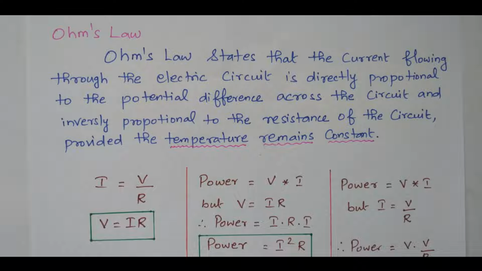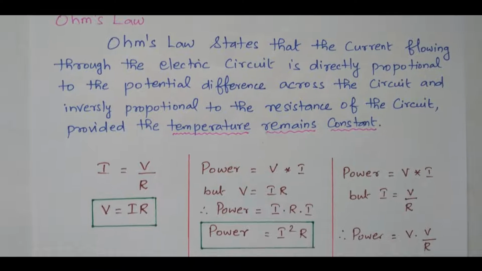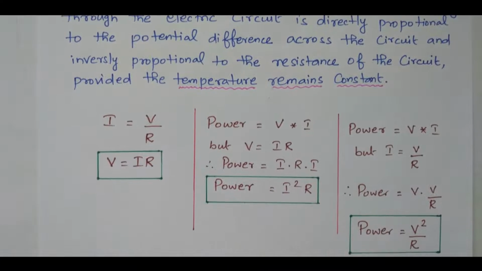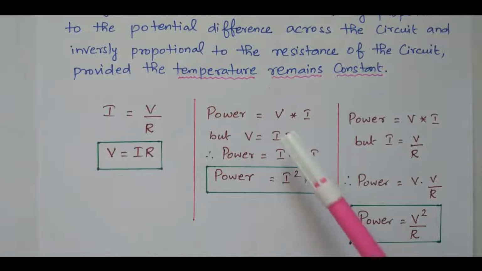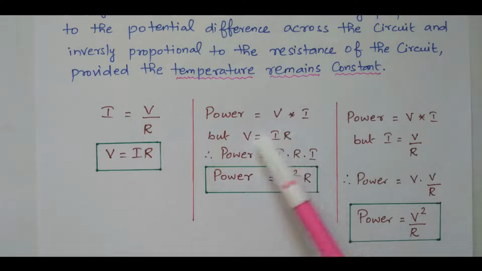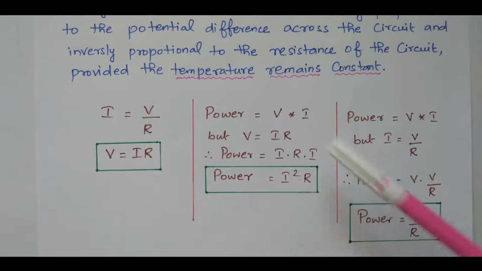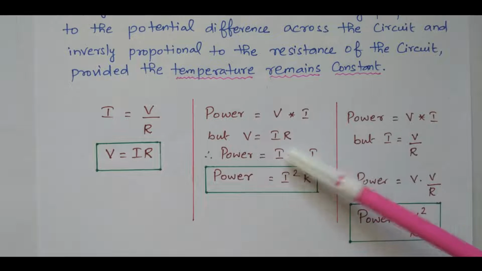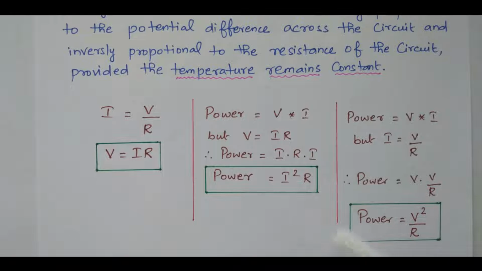V equal to IR. The power is nothing but V into I, voltage into current. We know that power equal to voltage into current. But based on Ohm's law, V equal to IR, we will substitute this. So that power equal to IR into I. This V is replaced by IR, then this I is written. So what will happen? I square R.